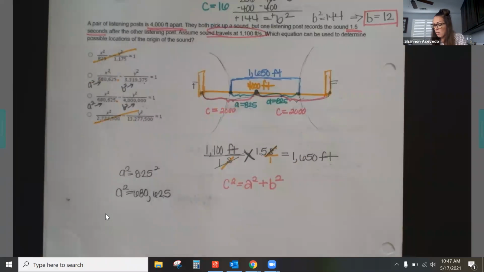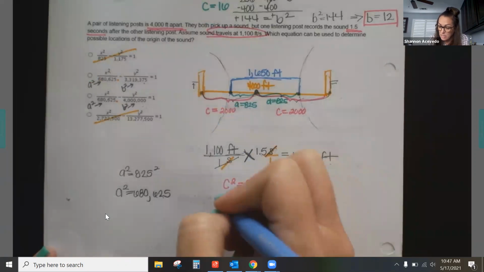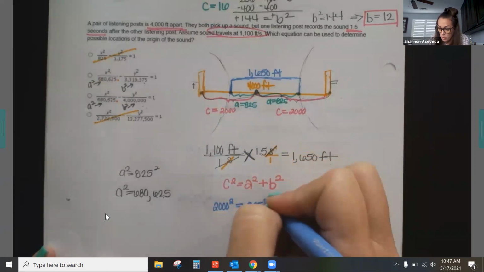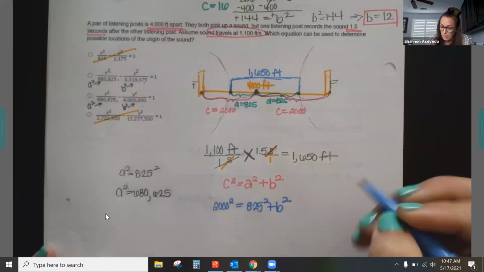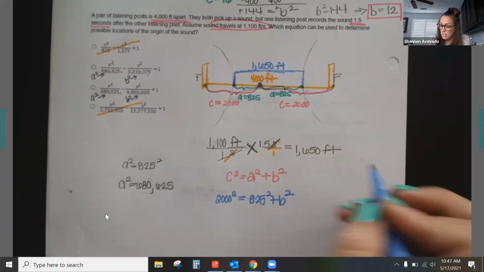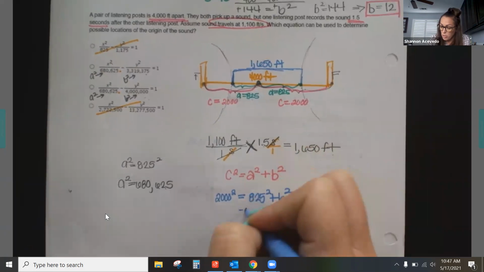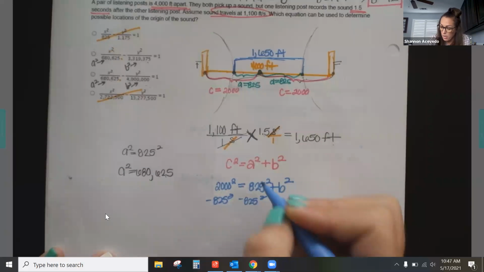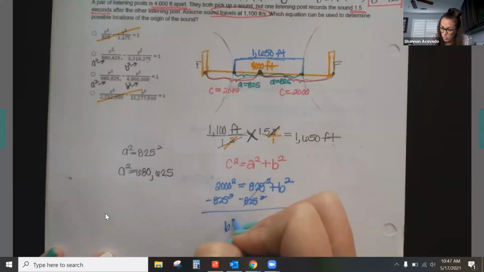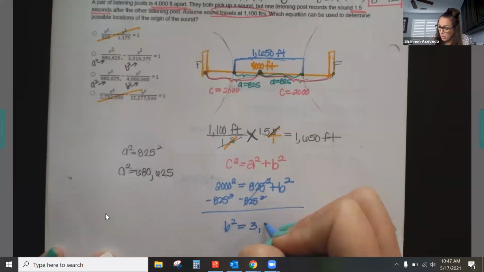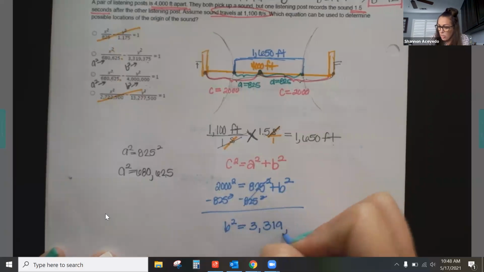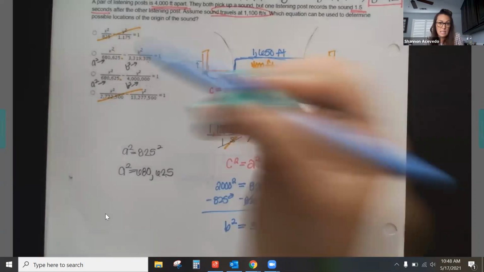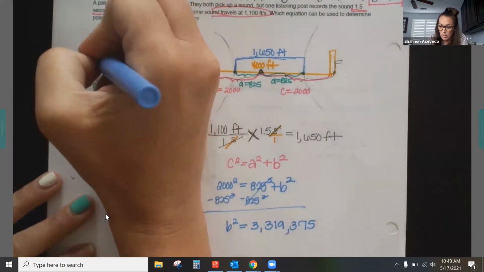So I can figure it out now by plugging in my values. I know that my C is 2,000, so C squared, 2,000 squared, is equal to 825 squared plus my B squared. So I'm going to solve for my B squared. I'm going to subtract 825 squared from both sides, which of course is that number. And when I do that, I end up with B squared is equal to 3,319,375. I actually don't even need to find the B value because they leave it as that B squared value. So this is the correct one.